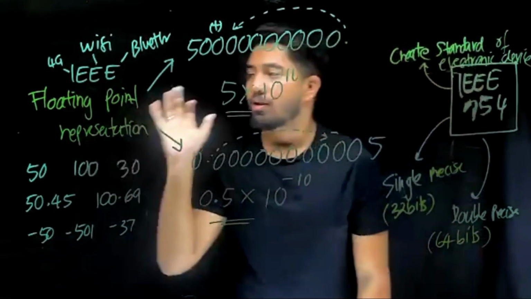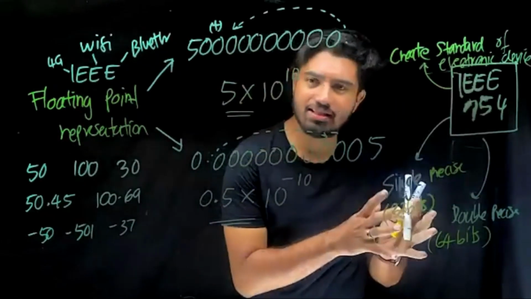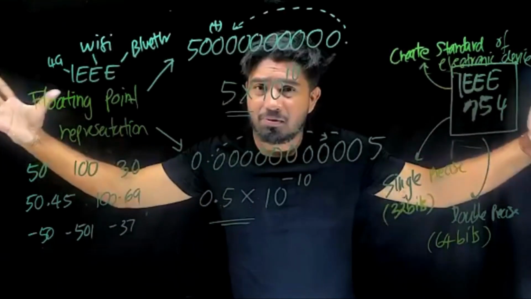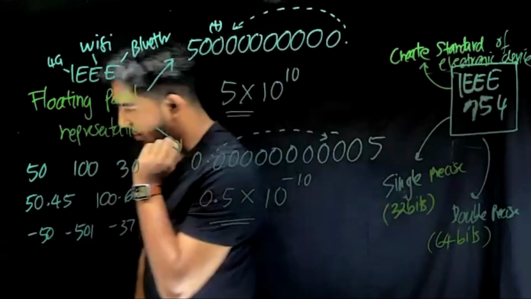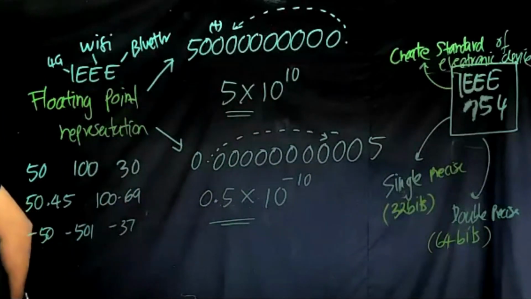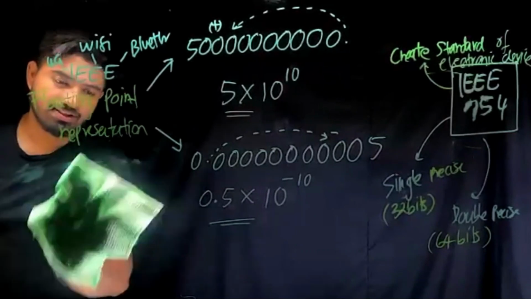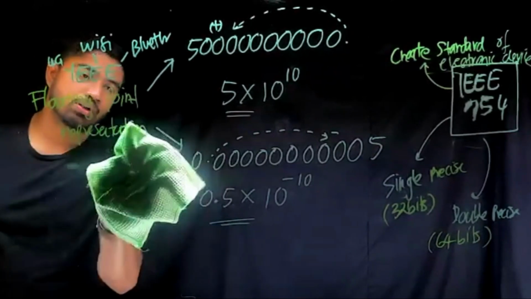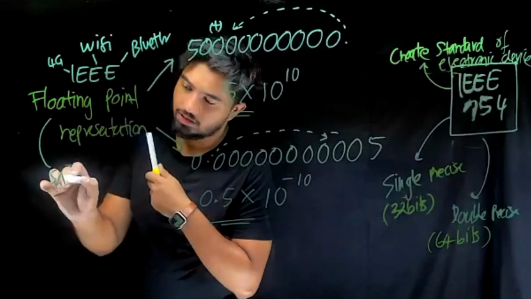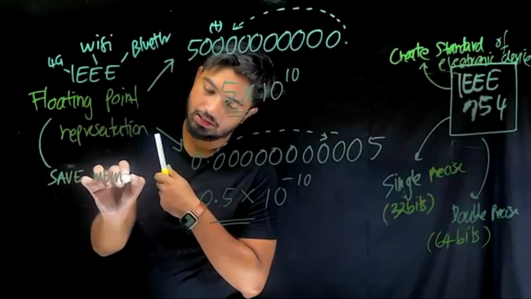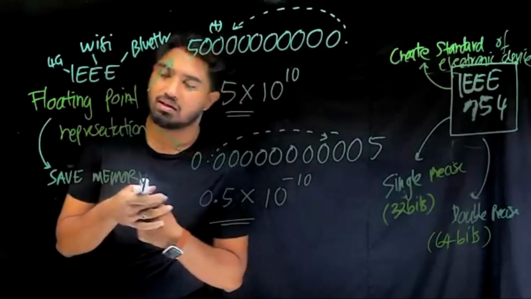754 standard floating point representation: single precision, double precision. What is this? We are trying to represent a very large number using a short method, or a tiny number in a short method. What is the advantage of floating point representation? You save memory. You can save memory in your computer. You don't need to use much memory. So floating point representation saves memory. You don't need to spend so much memory storing a large number, but you store it in a short way.